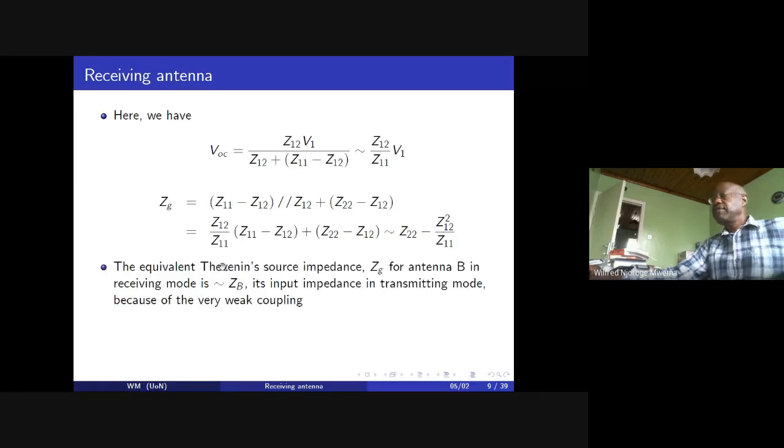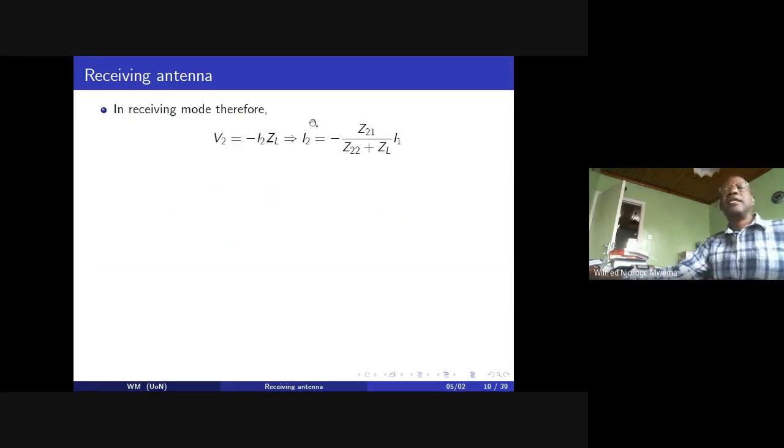So the equivalent Thevenin source impedance Zg for the antenna B in the receiving mode is therefore going to be approximately its input impedance Zb, when it's operated in its transmitting mode. And this is because we have assumed very weak coupling between the two antennas. And therefore, Zg will be approximately Z22, which is approximately Zb.